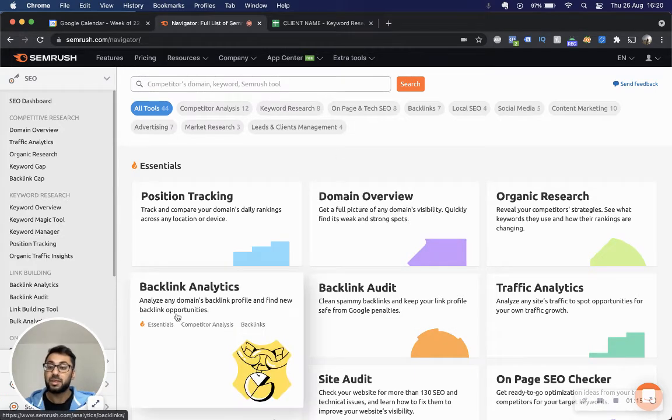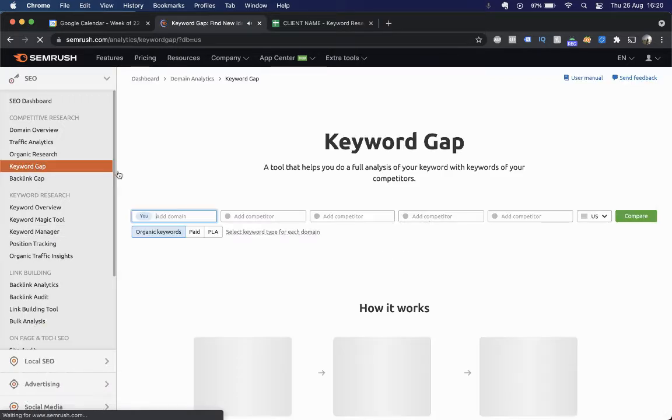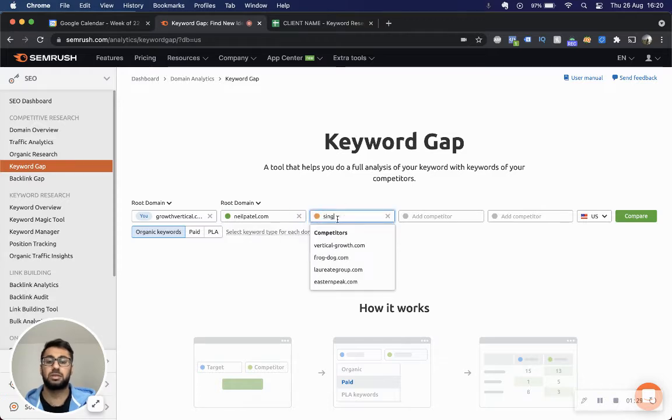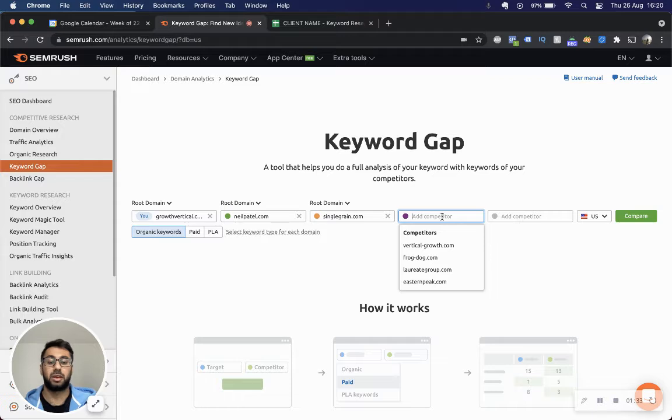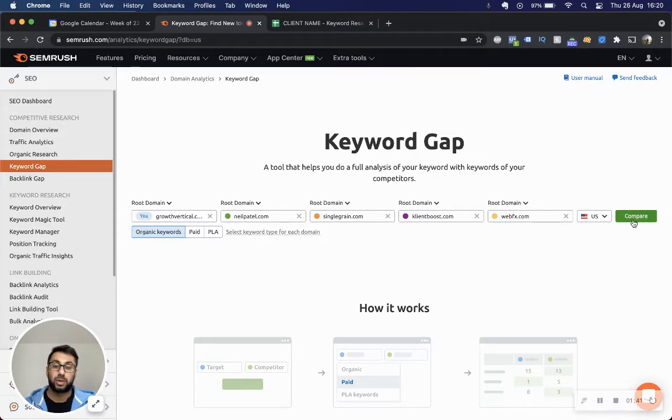So this tool is called the keyword gap tool. That's it. I was going to the wrong one, but we're going to compare the same domains that we were looking at before. So I think it was neilpatel.com, singlegrain.com, I think we had clientboost.com, and we had webfx.com, right? So what you want to do is grab your top four competitors.